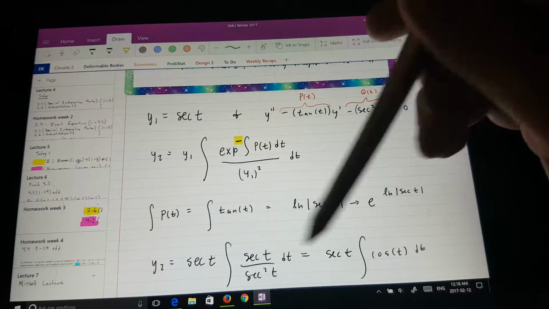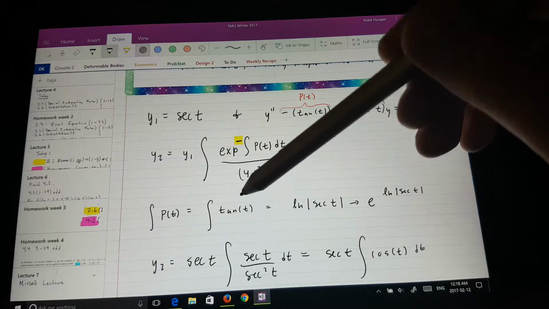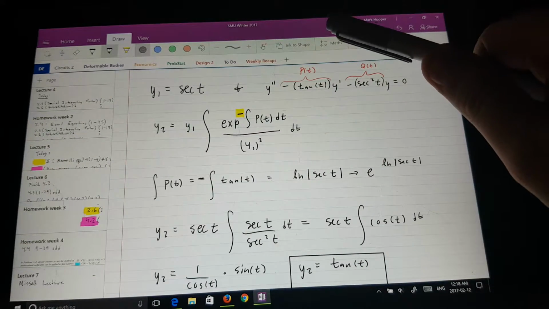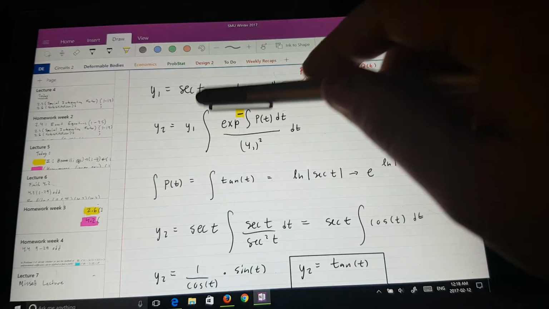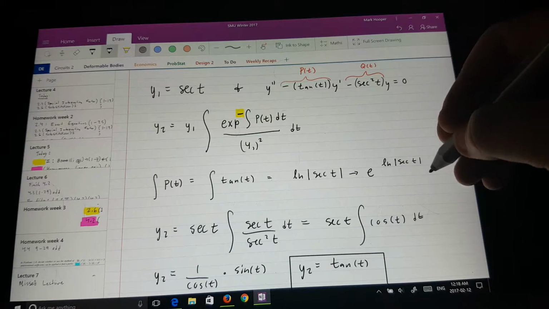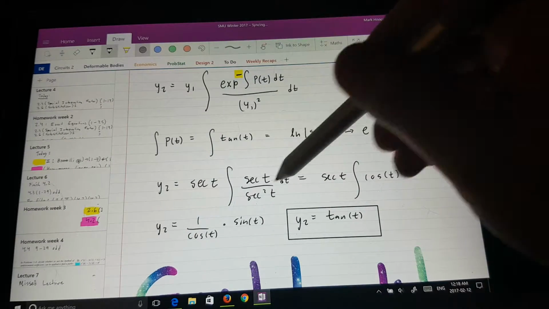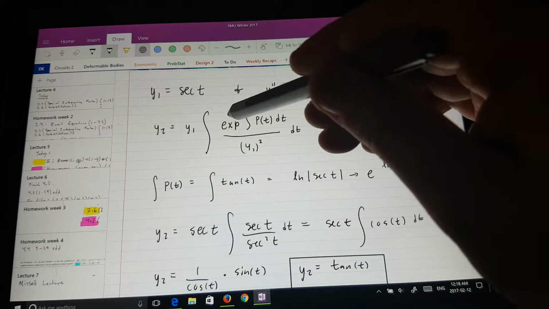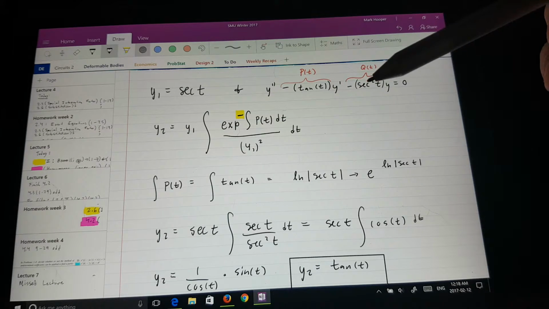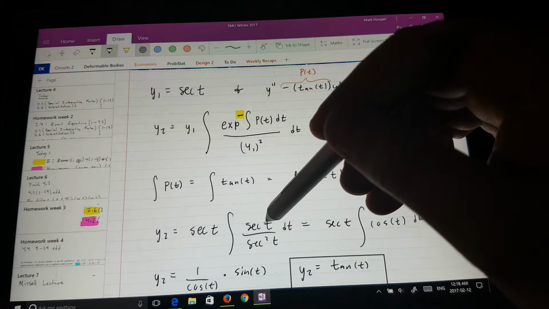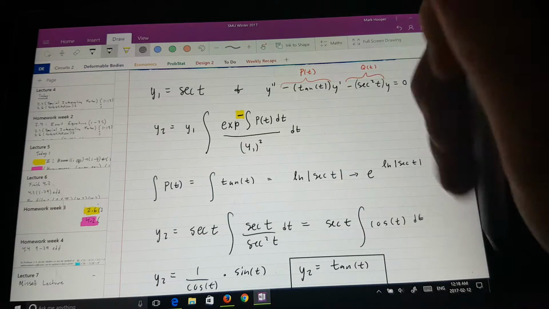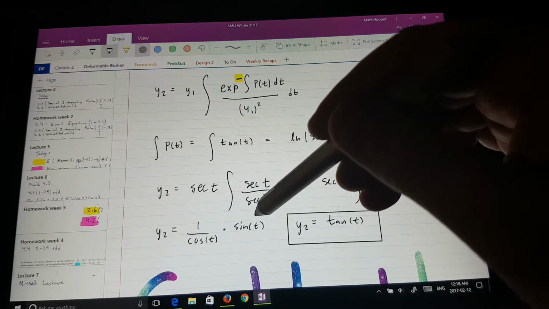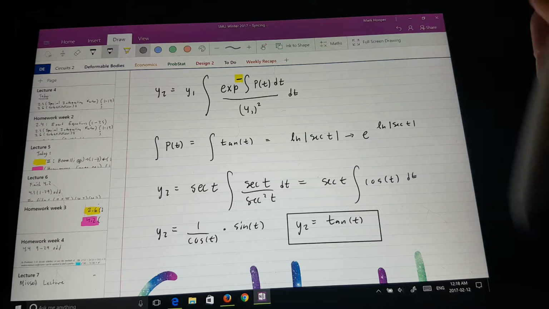y2 equals y1 times the integral of e to the minus integral of p of t dt. So it's negative, right? I said p of t was negative. When I did this initially, I had a negative sign floating out here, so I didn't get this quick, dirty thing, because then I'd have 1 over secant t, which is cosine, and everything was ugh. So y1 is secant t, e to the ln secant t is just secant t, divided by y1 squared, which is secant squared t. So now I get cosine because it's 1 over secant, and then you integrate that, you get sine t, and then sine t over cosine t, so y2 equals tan t.